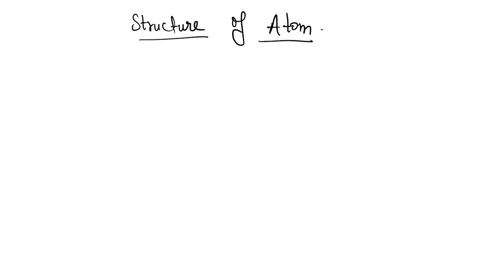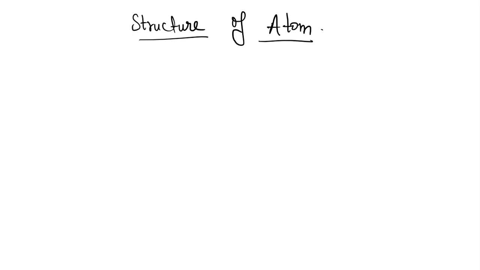So yes, we will start with the unit, that is structure of atom. In the previous chapter we have already discussed what an atom is and what the things contained in an atom are. So we are going to exactly see the structure. That means the layout, how the atom looks, what all things an atom contains.